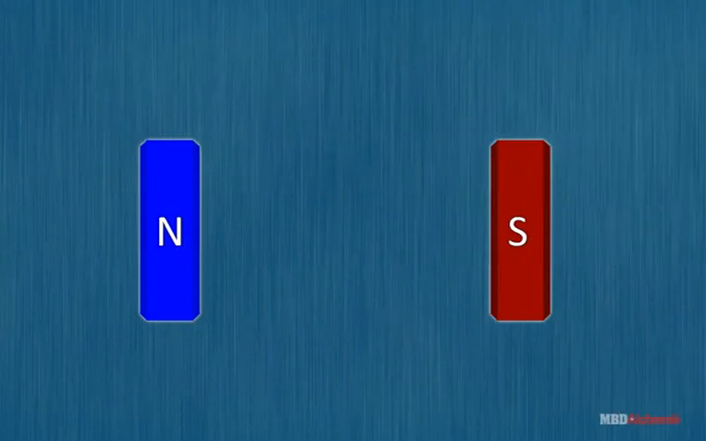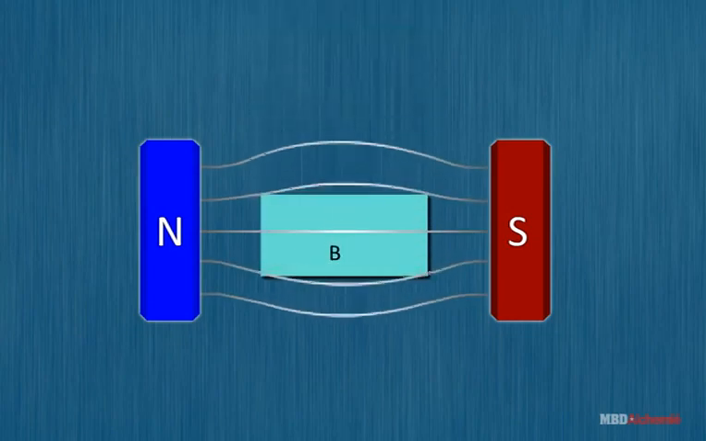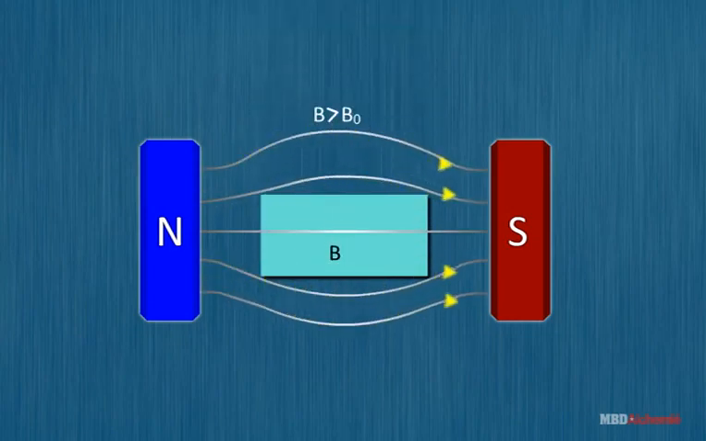When a diamagnetic material is placed in a magnetic field, the magnetic field lines prefer not to pass through the substance. It shows that magnetic field lines are repelled and the field inside the material is decreased. The magnetic susceptibility of diamagnetic substances has a small negative value.